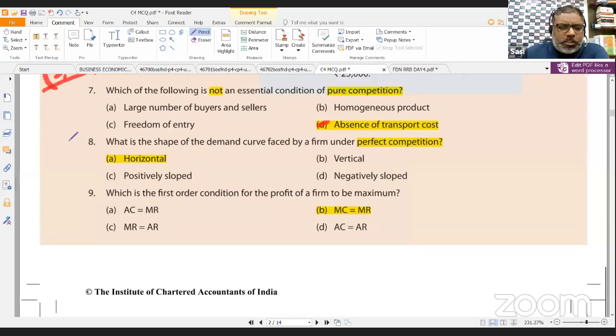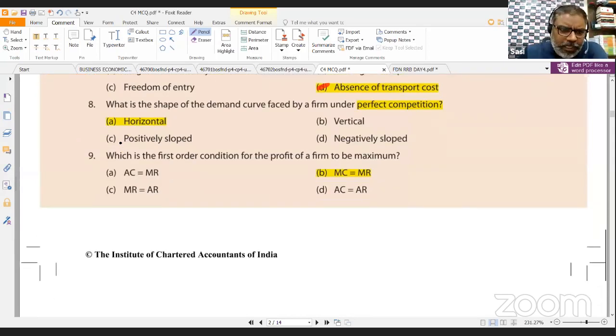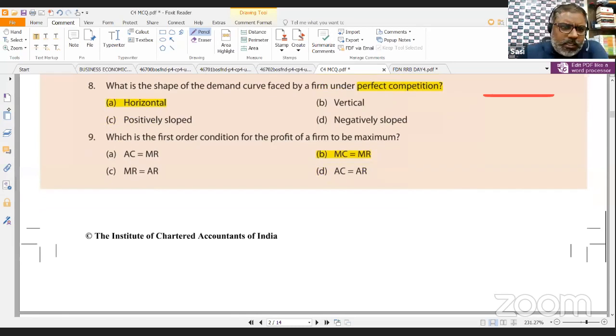So question number 7, correct answer is D, Delhi. Then 8th question, direct question. What is the shape of the demand curve faced by the firm under perfect competition? Horizontal. A is the correct answer, direct question.